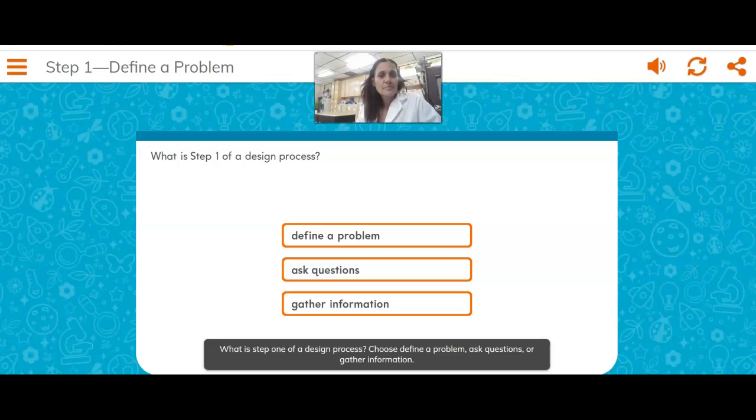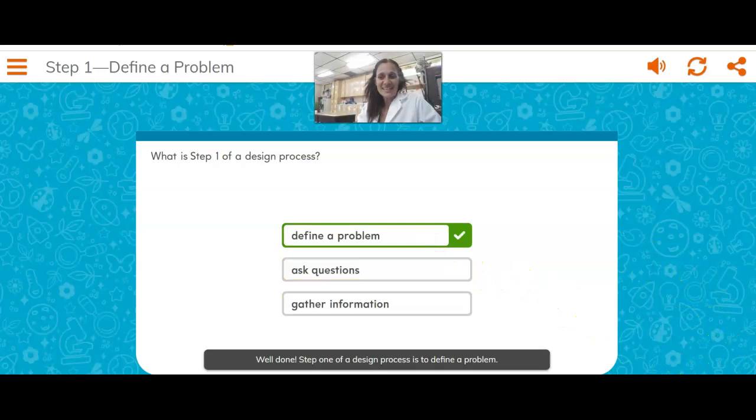What is step 1 of a design process? Choose: define a problem, ask questions, or gather information. So the first step is to think about the problem and define it.